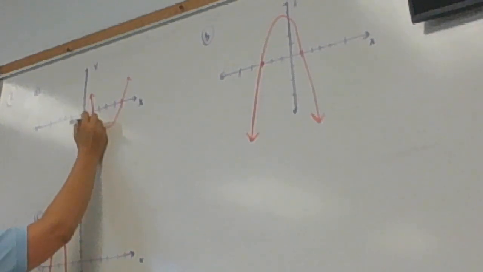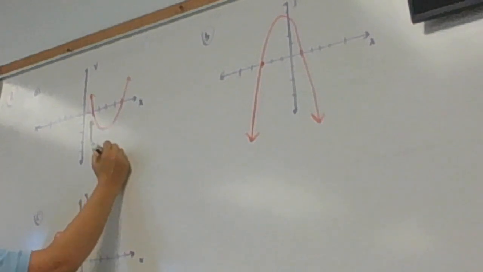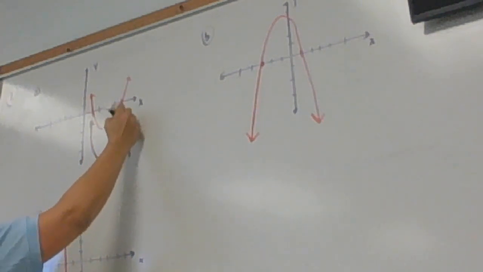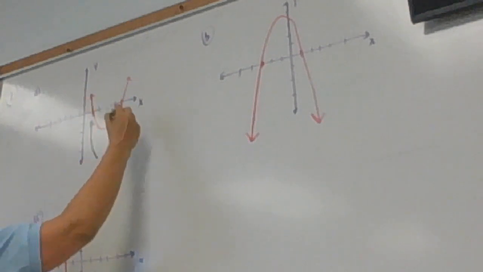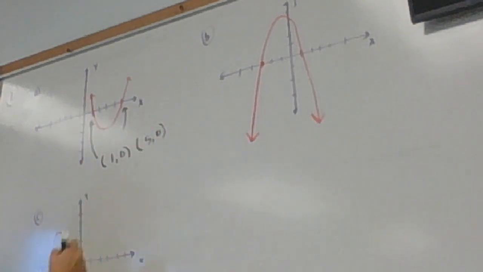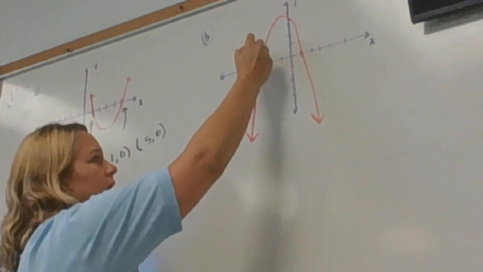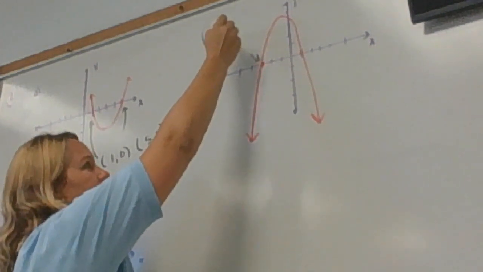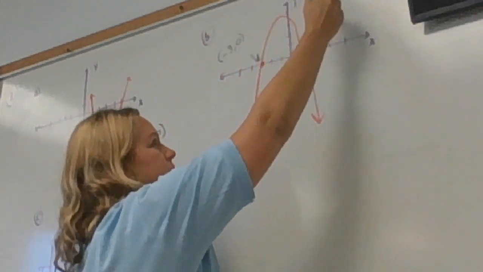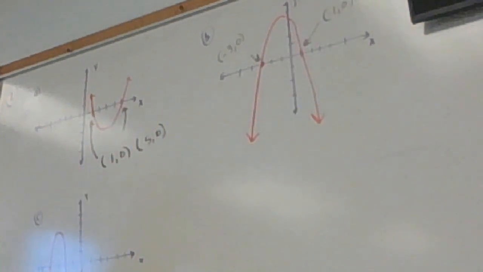All right, so I have an intercept right here. This ordered pair at (1, 0) is an x-intercept. And right here, this is 1, 2, 3, 4, 5, so (5, 0). Letter B, I got an intercept at (-3, 0), and I have an intercept at (1, 0). And in letter C, 1, 2, 3, 4, I have an intercept at (-4, 0), and an intercept at (-2, 0).